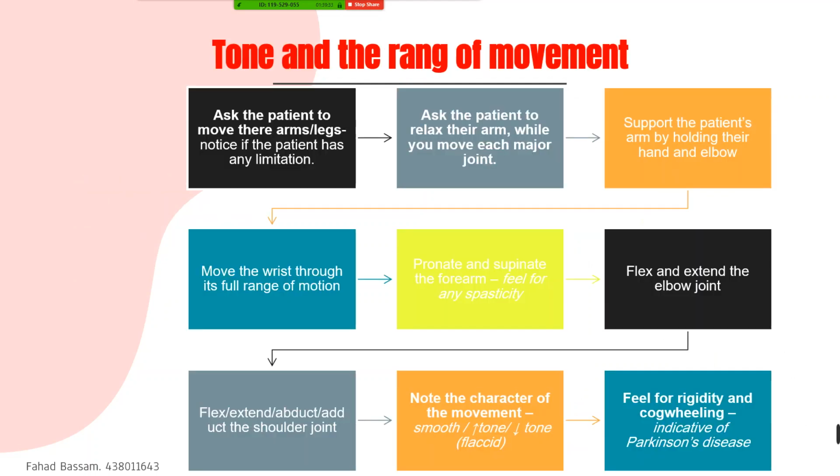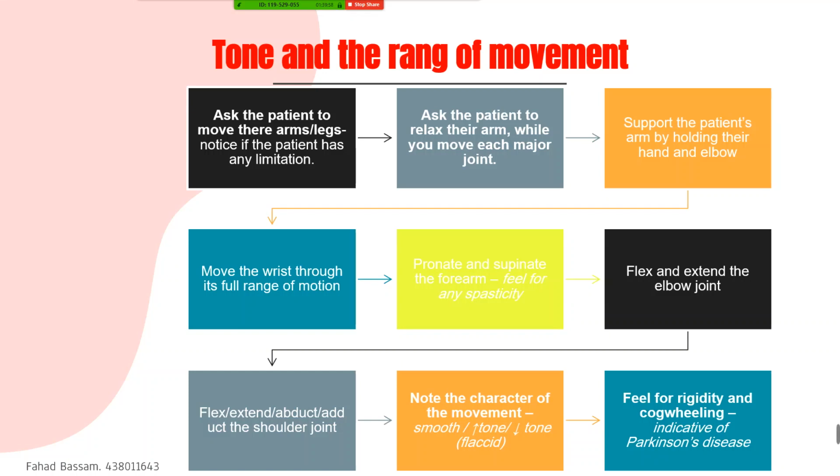Okay, so these are just another tone and range of movement we can do. We can ask the patient to move his arms and legs, noting if the patient has any limitations. If he flexes his arms, for example, or flexes his legs, we're going to see if he has any kind of limitation, if he cannot flex it all the way to the end. We can ask the patient to relax his arm while we move the major joint. That maybe could give us an indication if he has maybe tremor or something.